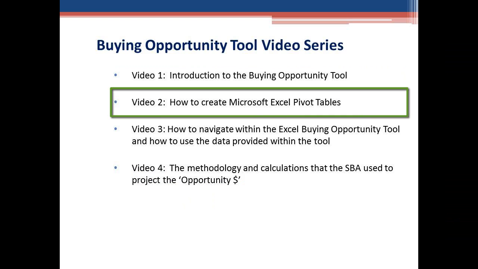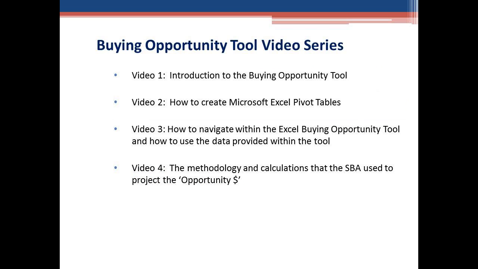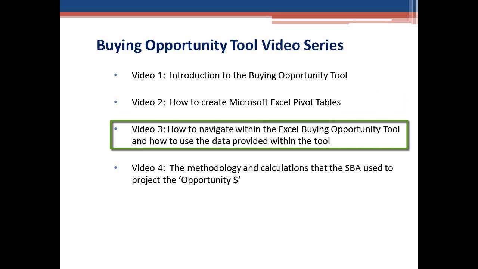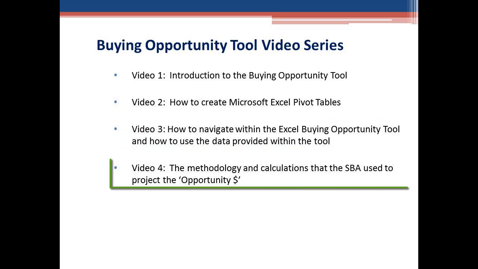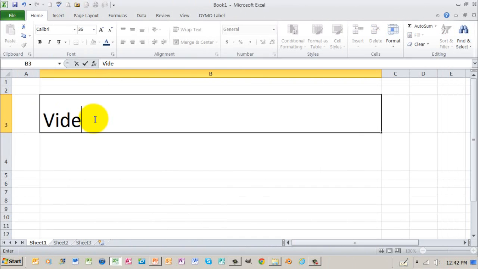The other videos in the series will provide tips on Microsoft Excel pivot tables, how to navigate within the Buying Opportunity Tool, and how to use the data provided in the tool to look for opportunities to increase small business access to prime procurement awards. The last video will review the methodology and calculations used to project areas of opportunity.